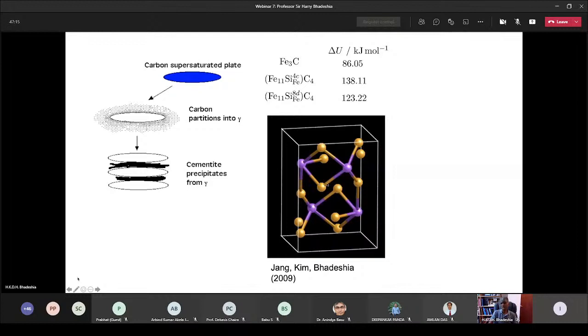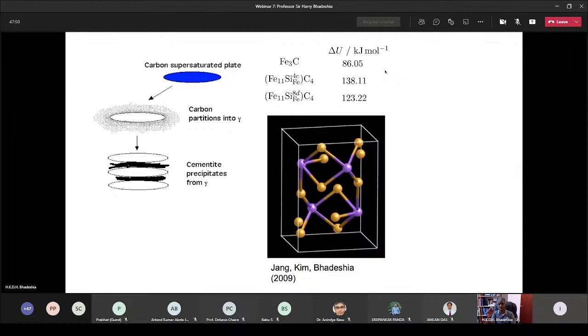Okay, so here are some calculations. This is the energy of formation at 0 Kelvin of cementite. If I substitute silicon into a particular site inside this cell, that energy actually drastically increases. That means you make your structure less stable. And similarly at another symmetry, if I substitute silicon for iron, I get a large increase relative to cementite. So to put it simply, cementite hates silicon.